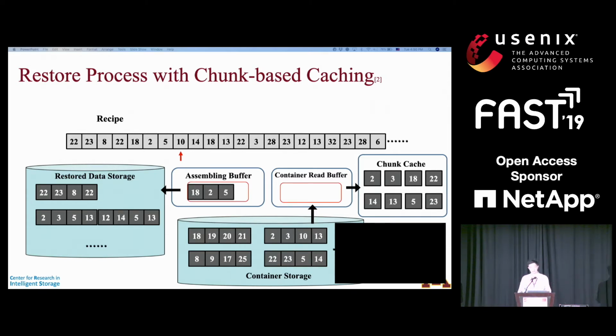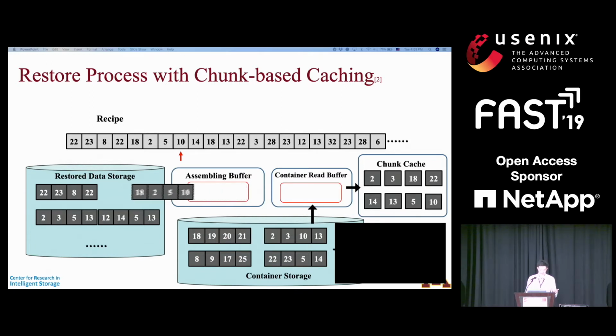There are a lot of papers discussing how to restore quicker by using different caching algorithms or different rewrite algorithms. What they usually do is, according to the recipe, it tells you to fetch this data chunk 10, and you look through the cache space to see whether you have the chunk or not. If you don't have it, you fetch the whole container into memory, and then feed it to the assembly buffer. After that, you may have some mechanism to refresh the cache.